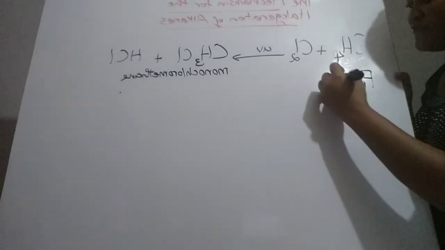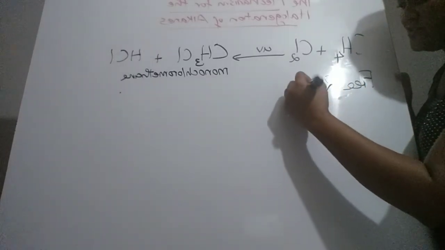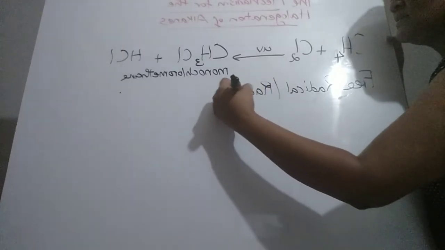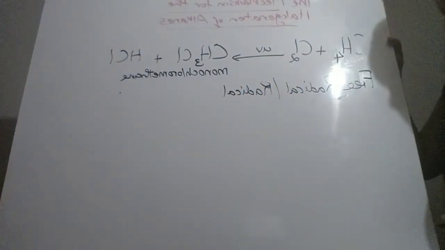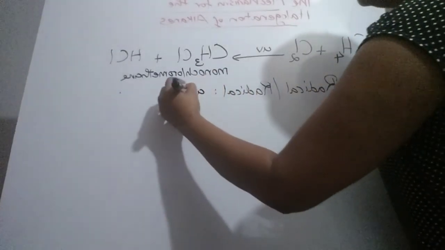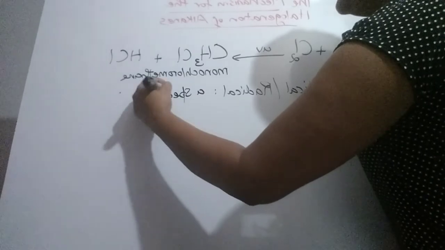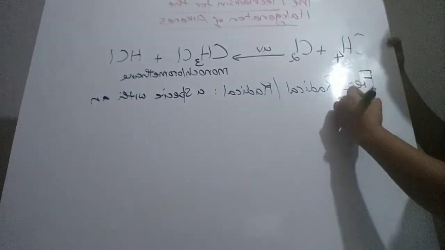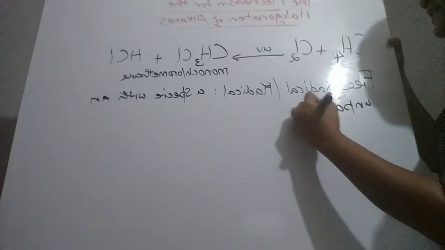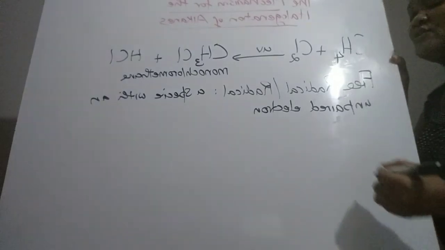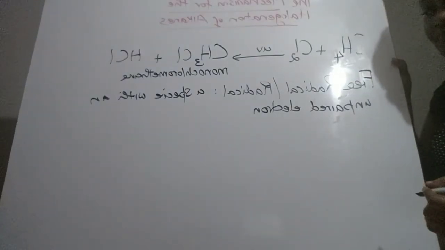We can say free radical or just a radical. So what's a free radical? That is a species with an unpaired electron. So as long as you have a single electron somewhere in there, you have a radical.